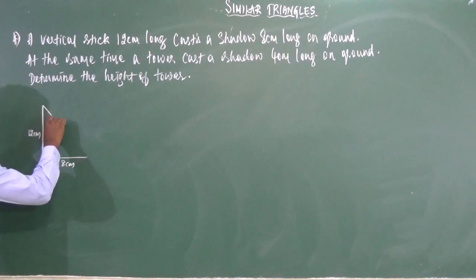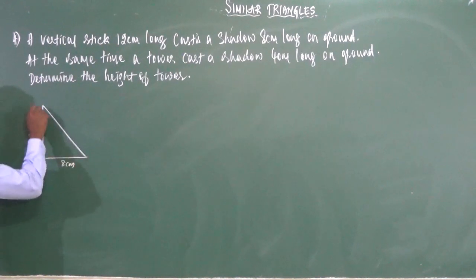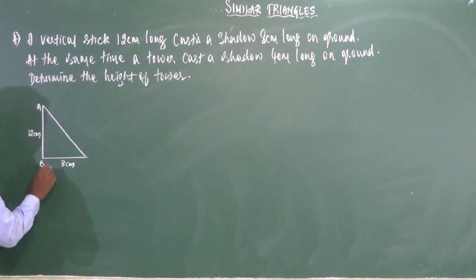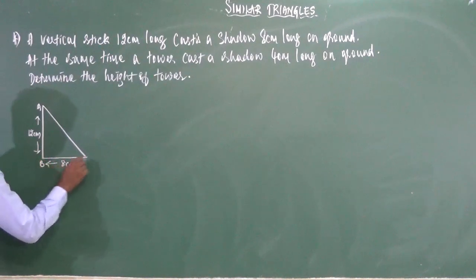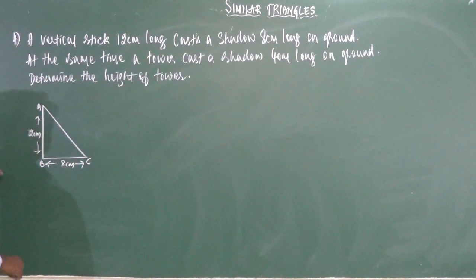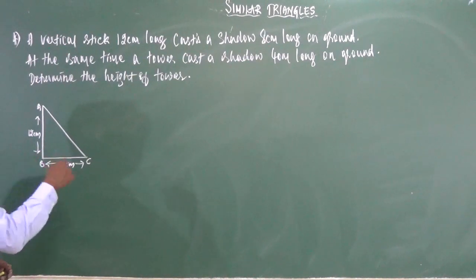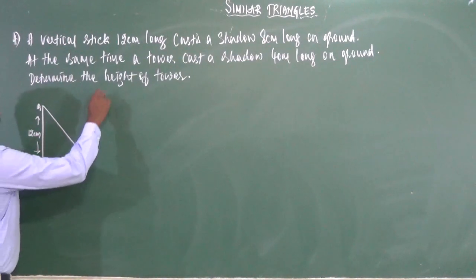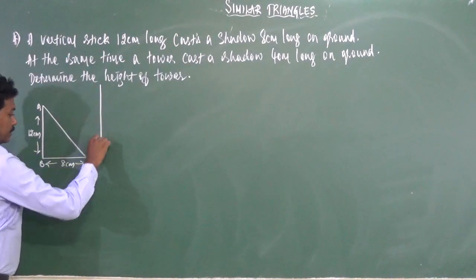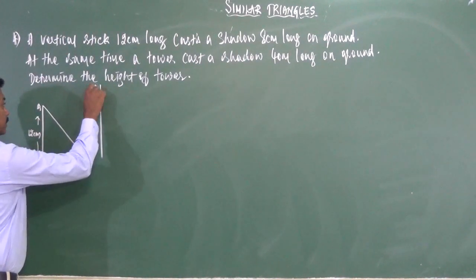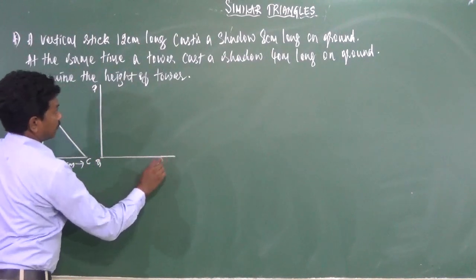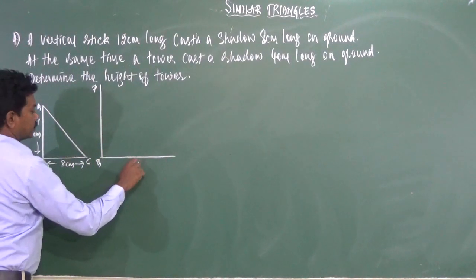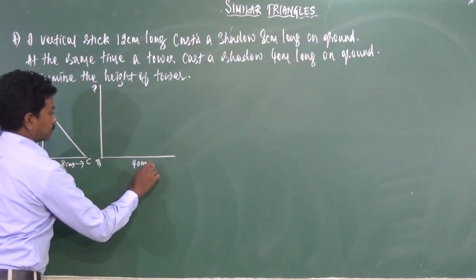In order to complete the diagram, I am going to join this. Let this be AB, the height of the stick, and BC be its shadow. At the same time, a tower casts a shadow 40 meters long on the ground. So beside this, at the same time, you have a tower. Let us take this tower as PQ. It is going to cast a shadow of 40 meters.